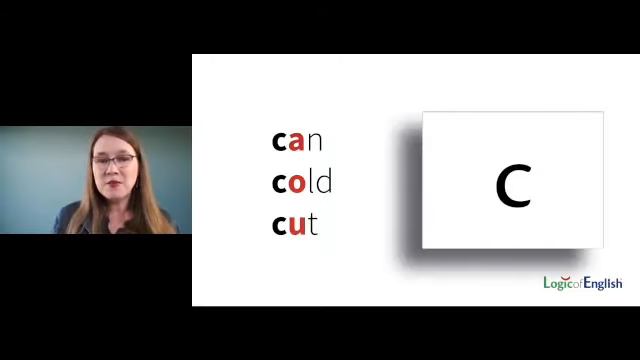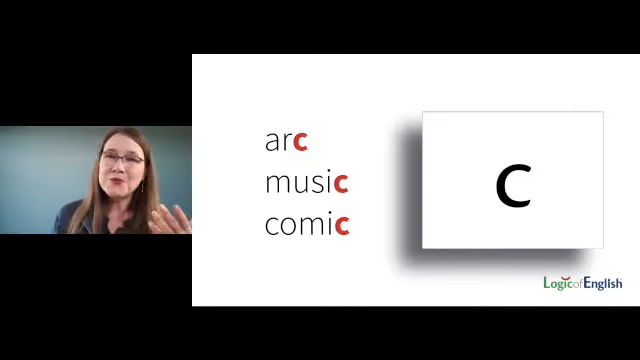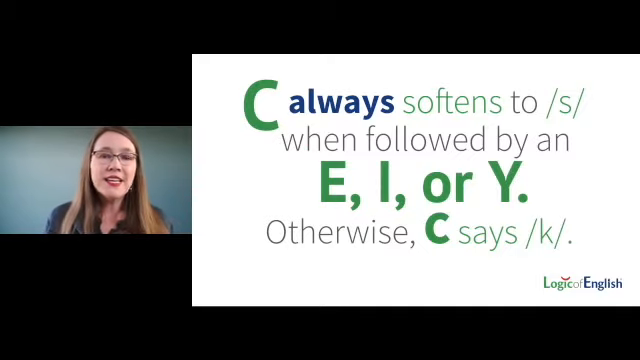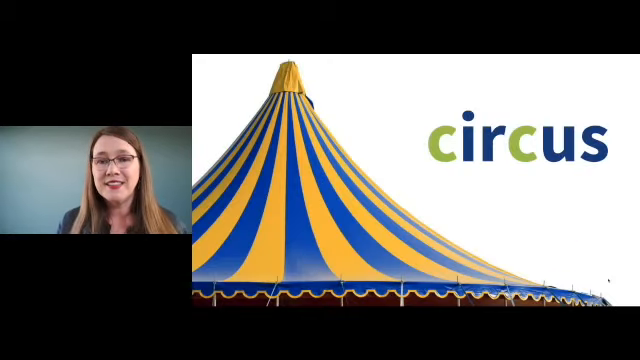And what does it say before an A, O, or U as in canned, cold, or cut? K. What does it say before a consonant as in close, cried, or object? K. Oh, sorry, what does it say at the end of the word as in arc, music, and comic? K. So C always softens to s when followed by an E, I, or Y. Otherwise, C says k.